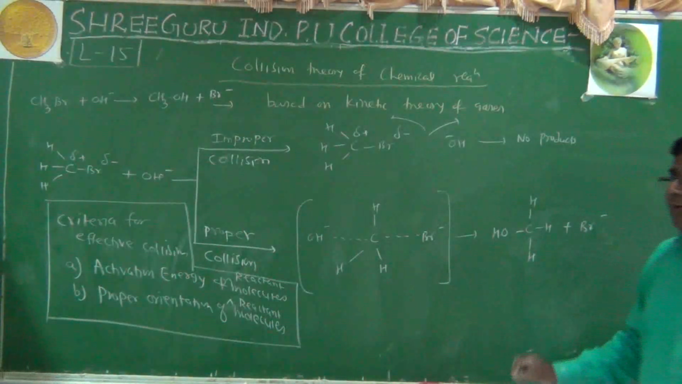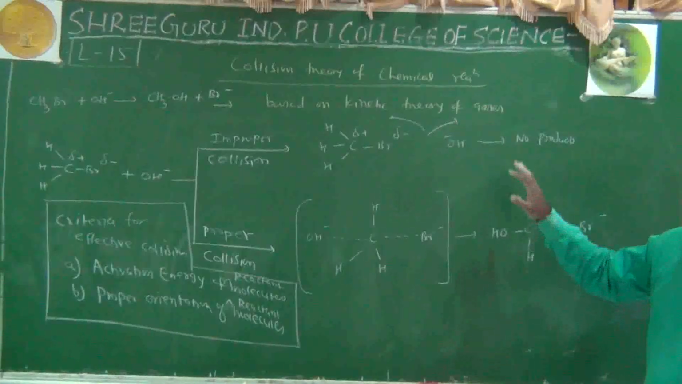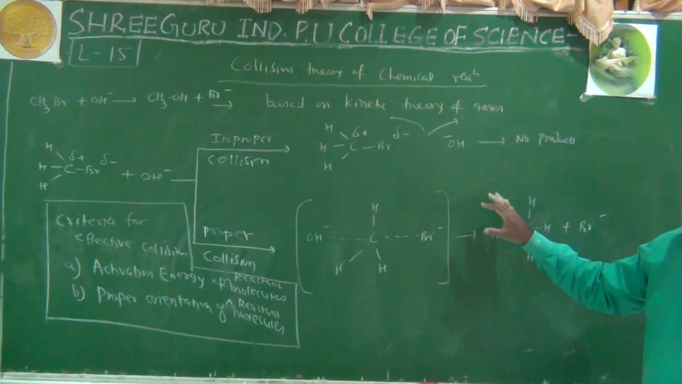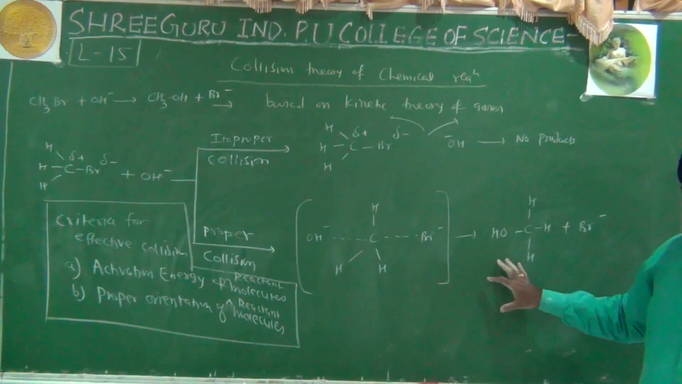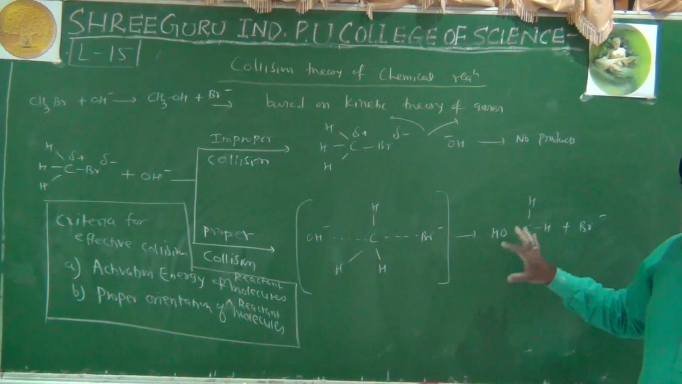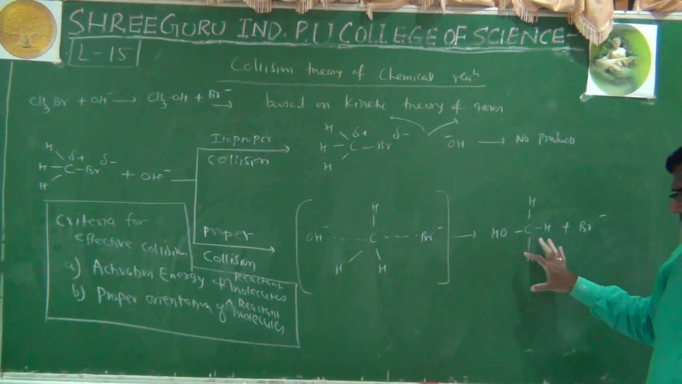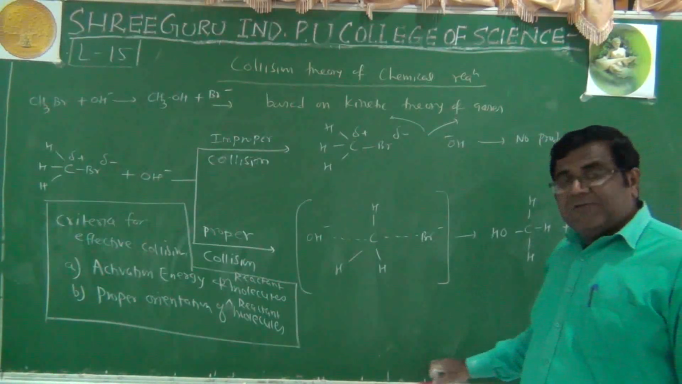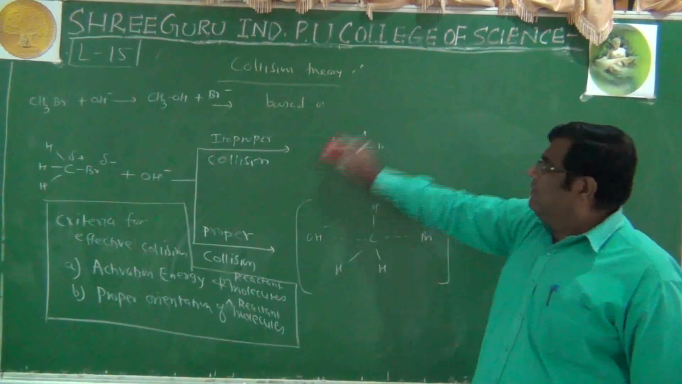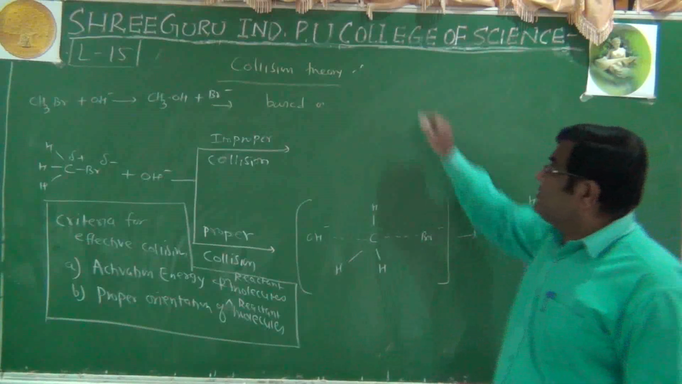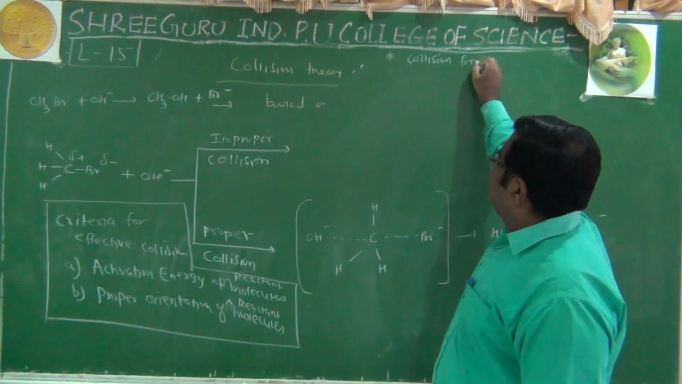So these are the 3-4 points regarding the collision theory, its drawback, and how the orientation factor, the collision frequency and the fraction of molecules having energy equal to or greater than activation energy are important. Now I have to define collision frequency. Many times this question has been asked. Define collision frequency.